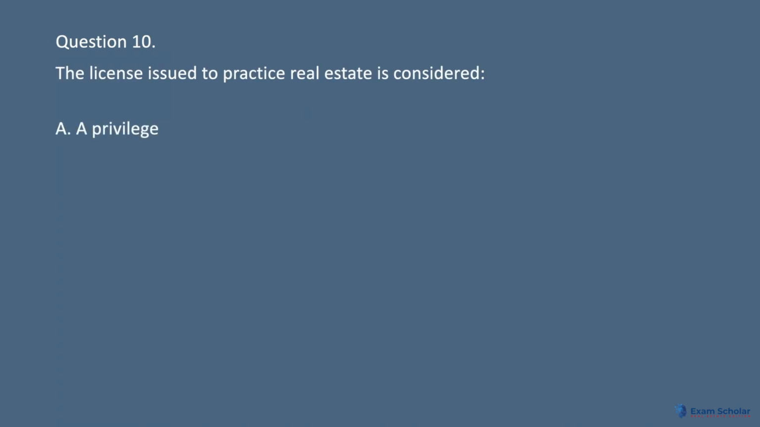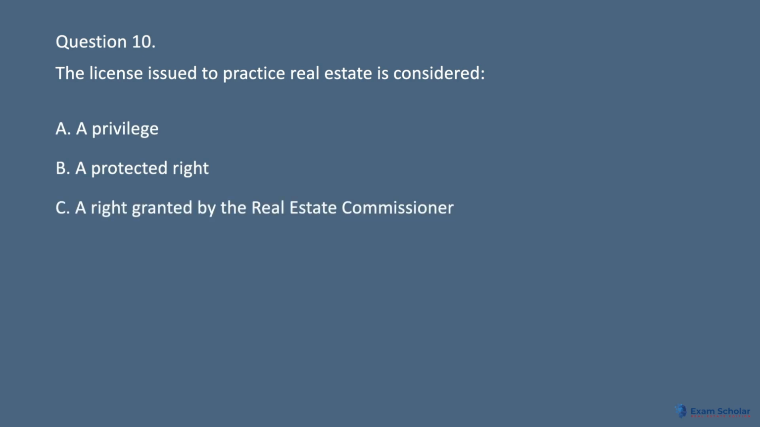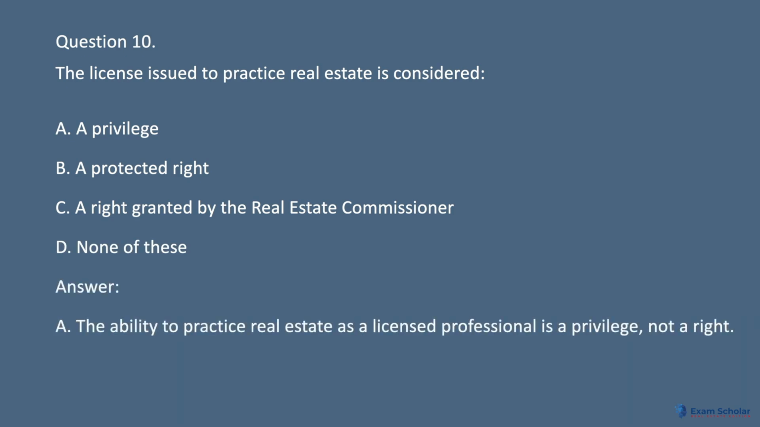Question 10. The license issued to practice real estate is considered A. A privilege. B. A protected right. C. A right granted by the real estate commissioner. D. None of these. Answer. A. The ability to practice real estate as a licensed professional is a privilege, not a right.